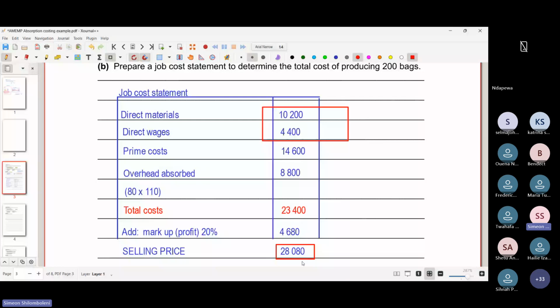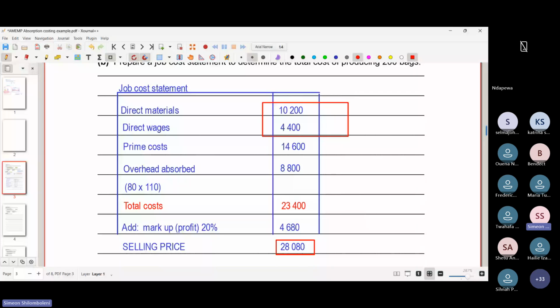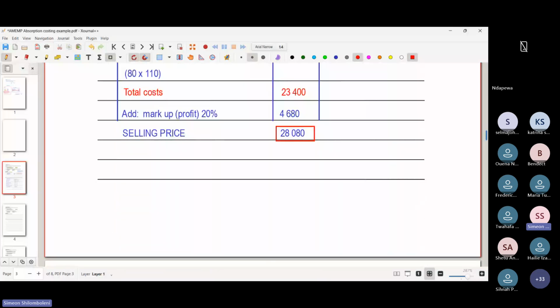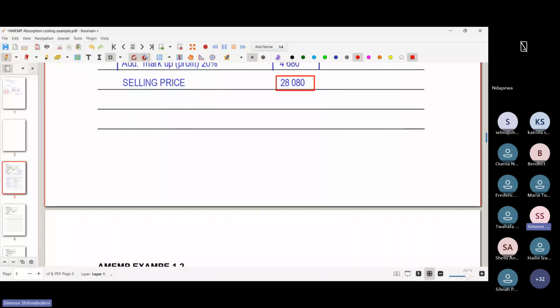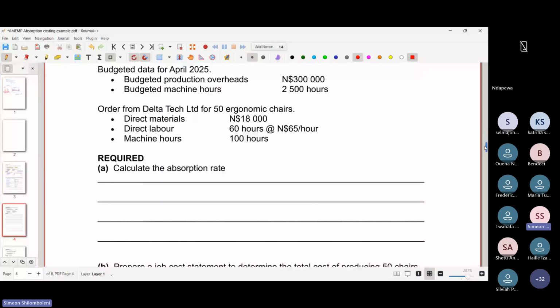Do we understand now the concept? Yes, sir. Okay, if we understand the concept, we go to the second example. Second example will move fast because you said you understand.